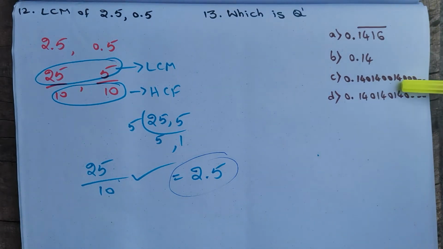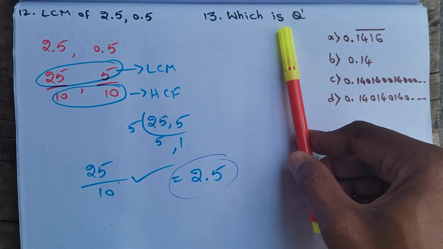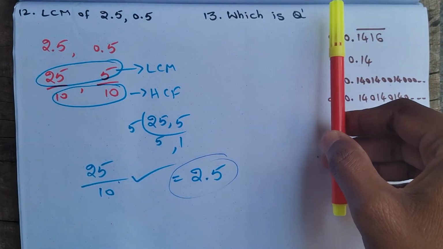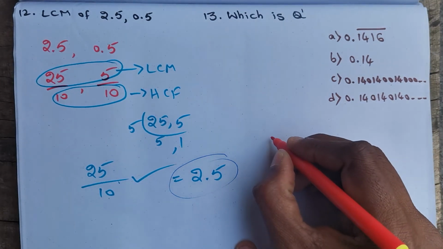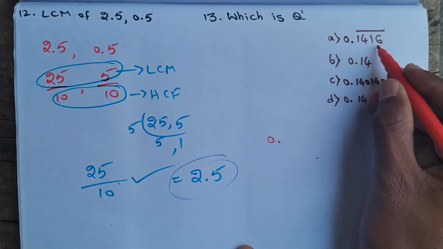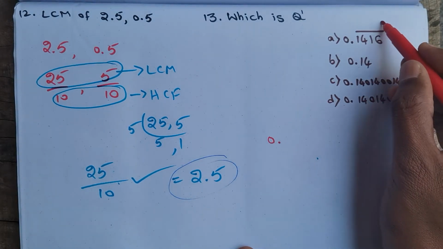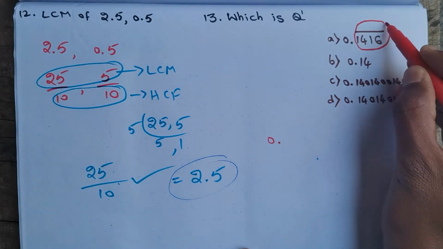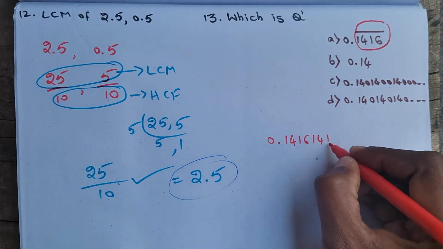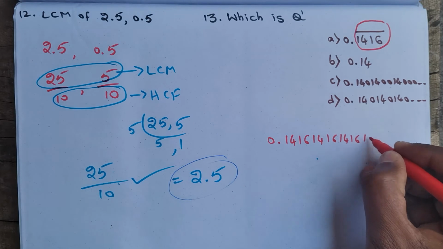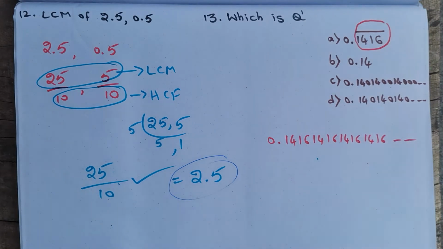He gave 4 options and he is asking which one is Q dash, nothing but irrational number. Okay, let us observe one by one option. First option is 0.1416 bar. Bar is for all the 4 digits. It means all the 4 digits are repeating: 1416, 1416, 1416 and so on.